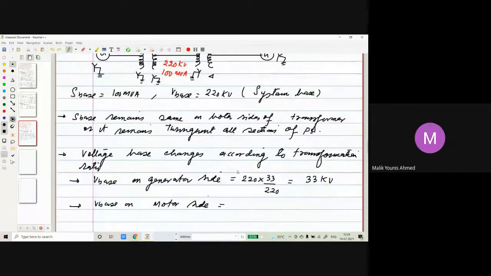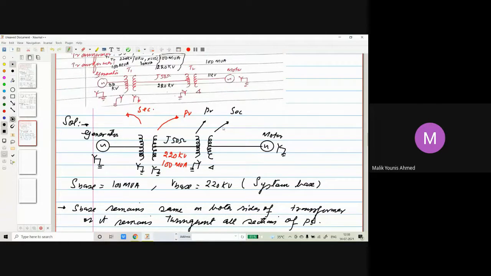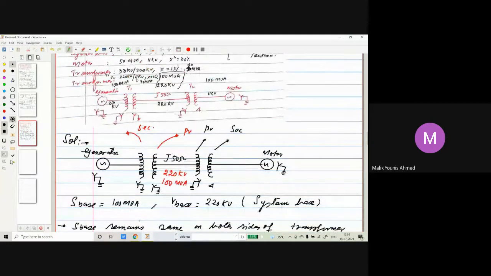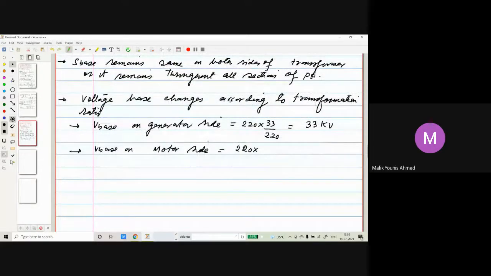So V base on the motor side will be 220 multiplied by the secondary side ratio. Secondary side is 11 kV by 220. Yes, the transformation ratio is 11 by 220. So on the motor side, the base value we have got is 11 kV. So these are the base values on the generator side as well as the motor side.